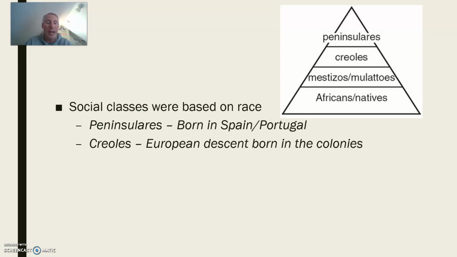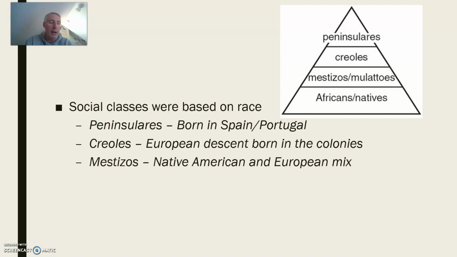Now, typically a child or a grandchild of a Peninsular might not be considered a Creole, right, if they were within 1 or 2 generations. But Creoles started to view themselves as being separate from the European ancestors once you started to get multiple generations apart from the European ancestors. Now, beneath them were the mestizos and the mulattoes. Mestizos were a mix of Native American and European blood, while mulattoes were a mix of European and African.